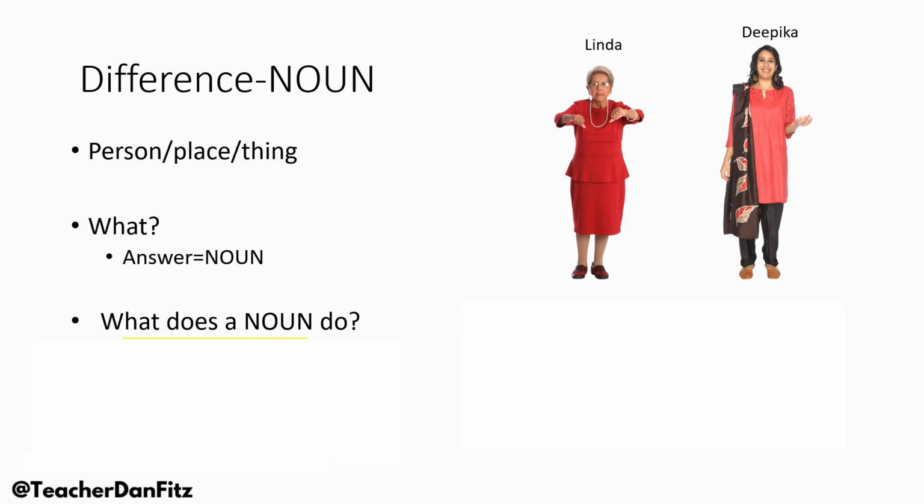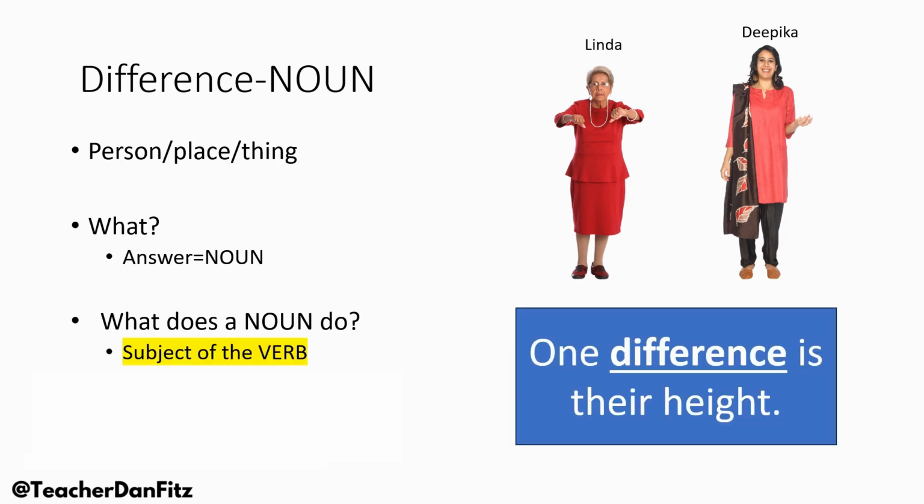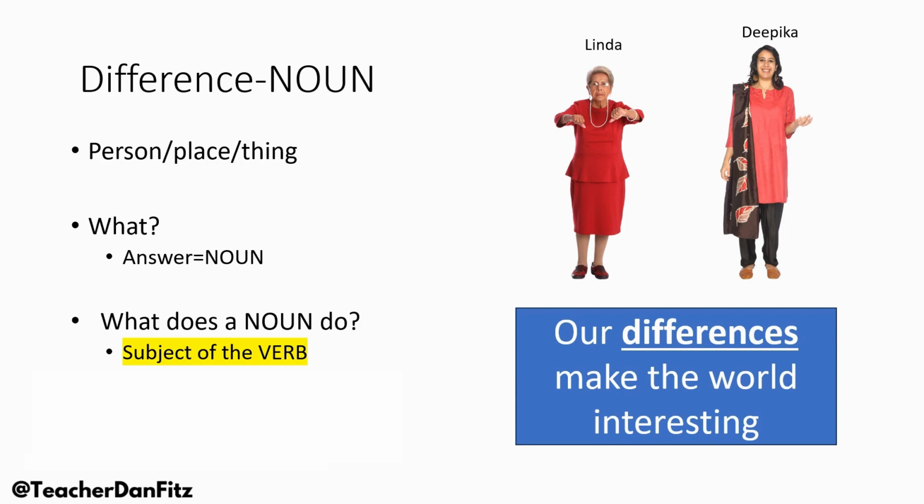Let's look at Linda and Deepika here, and we can look at how a noun works in a sentence. First of all, as a subject of the verb, we have our sentence, one difference is their height. I have is their height. Is my verb. Well, what is, and that is difference. So there I'm using the noun form difference as the subject of the sentence. Here's another example sentence of the noun as subject of the verb. Our differences make the world interesting. What makes the world interesting? Our differences. So I need the noun form of the word different in that situation.